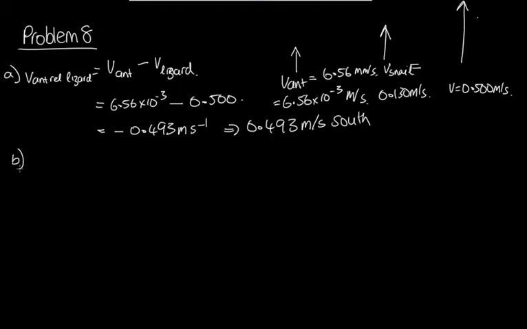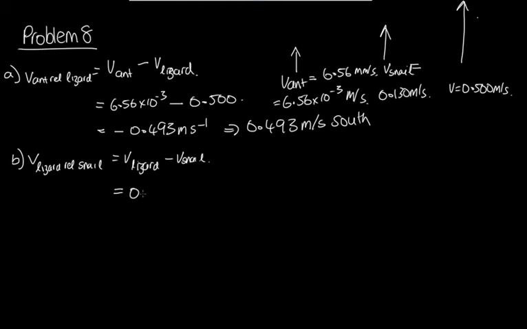Part B, we're asked what is the velocity of the lizard relative to the snail. So the velocity of the lizard relative to the snail, so that's equal to the velocity of the lizard minus the velocity of the snail. So now we imagine that we're the snail, and what would the lizard look like? It would look like the lizard was getting further and further away from us, but in front, so we'd expect this to be in the north direction.